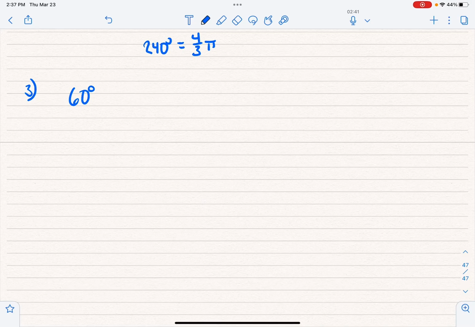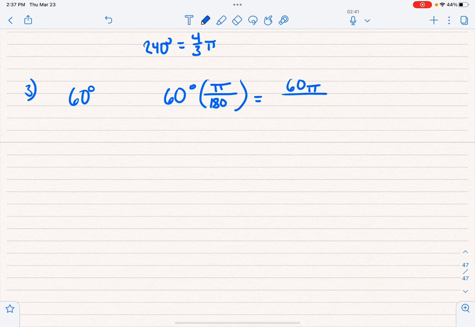And then to convert that to radians, you go 60 degrees times pi over 180. That gives me 60 pi over 180. The zeros cancel out. I've got 6 pi over 18. Both are divisible by 6. So that gives you pi over 3. And the problems are that easy every time.